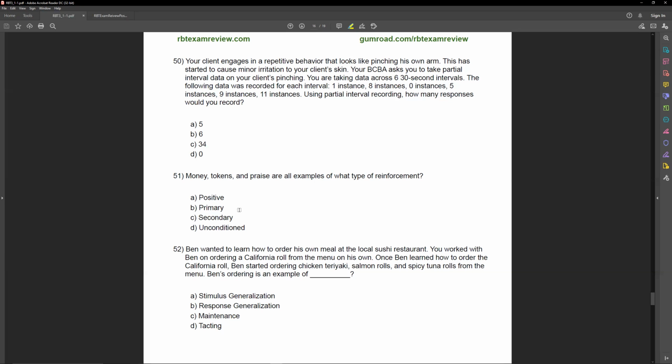So that being said, would money, tokens, and praise be an example of secondary reinforcement? Yeah, absolutely, right? These are secondary reinforcers, okay? They're paired with unconditioned or other types of reinforcers, okay, to give them reinforcing properties. Money and tokens have no value until they are paired with items that do have reinforcing properties, okay? Then of course, D, unconditioned. Unconditioned is the same as primary, okay? So 51, our answer is C.